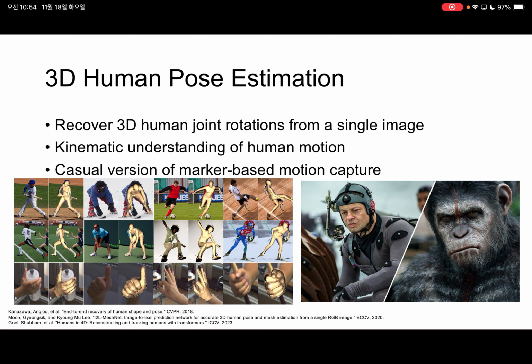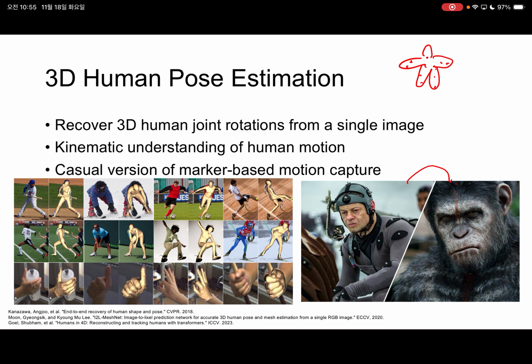So the goal of human pose estimation is to recover 3D human joint rotations from a single image. Joint means we have elbow, neck, hip, knee, ankle, wrist. We have such kinds of joints in our body, lots of joints. It gives us kinematic understanding of human motion, and is a casual version of marker-based motion capture.